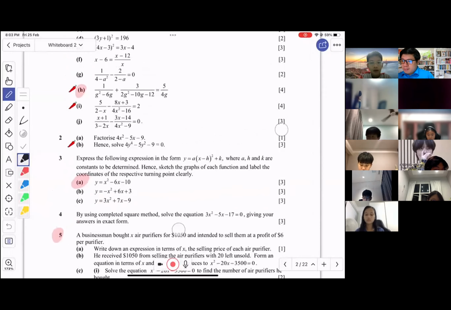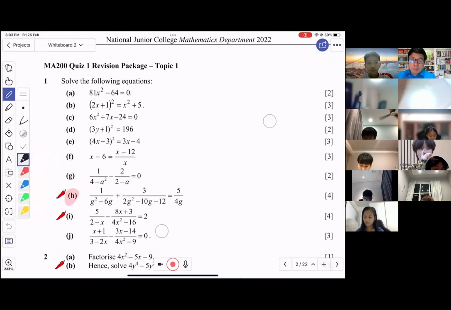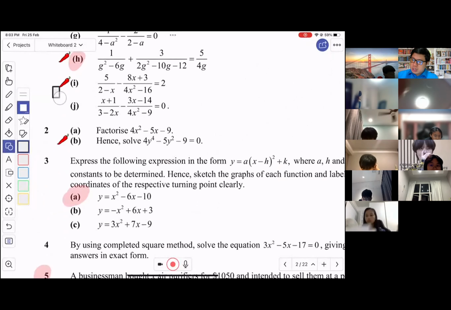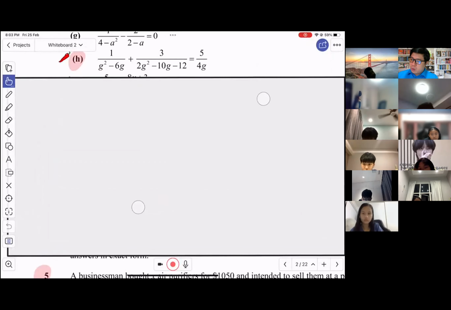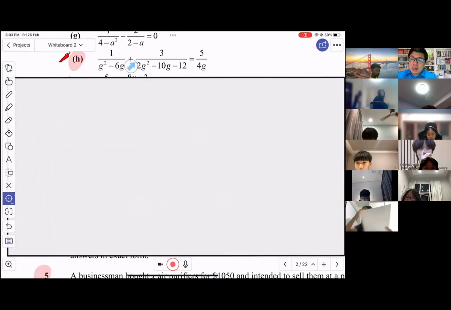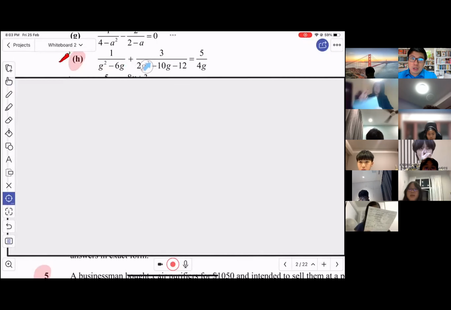Okay, so I go through from topic 1, which is question 1H. Question 1H is a question on solving quadratic equations. When we add fractions, the idea is that we want to first factorize. So it's F followed by C. What I'll do is factorize first, before I look for the common denominator.